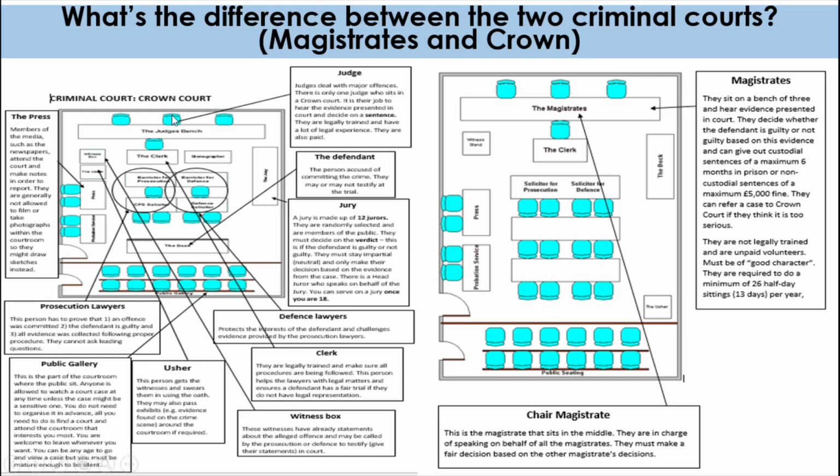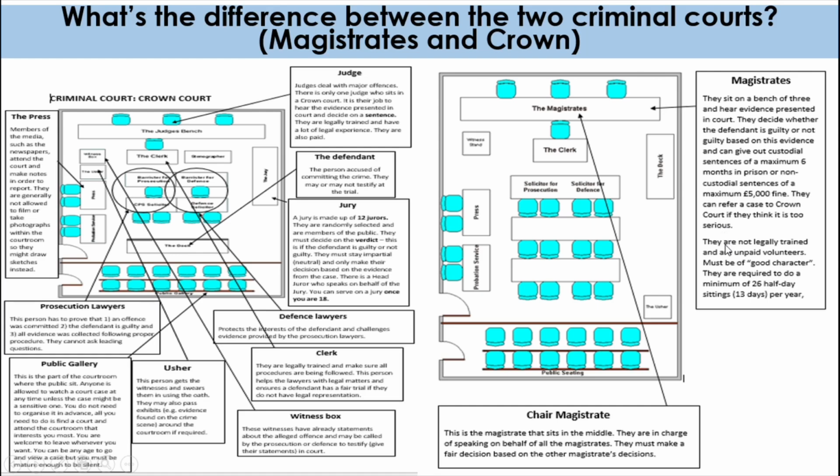Instead of one judge presiding the court, like in a Crown Court, there are 3 magistrates in a Magistrates Court. They sit on a bench of 3 and hear evidence presented in court. They decide whether the defendant is guilty or not guilty based on this evidence and can give out custodial sentences of a maximum of 6 months in prison or non-custodial sentences of a maximum of £5,000 of a fine.